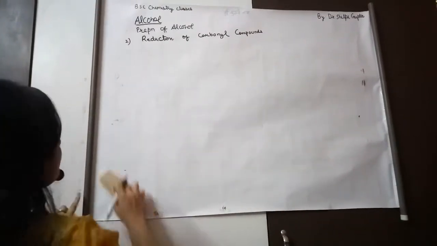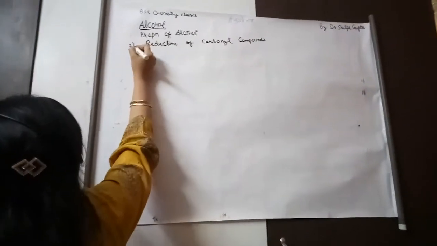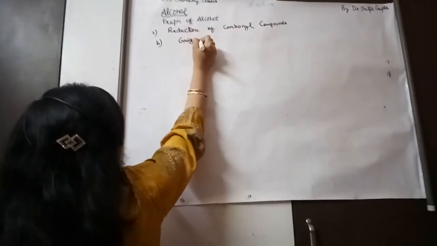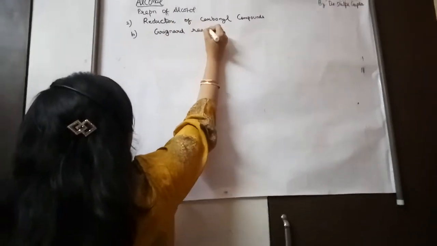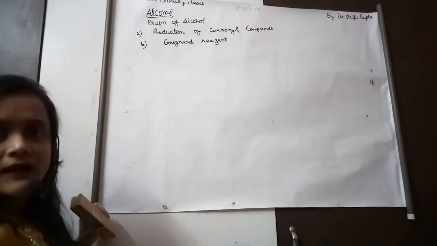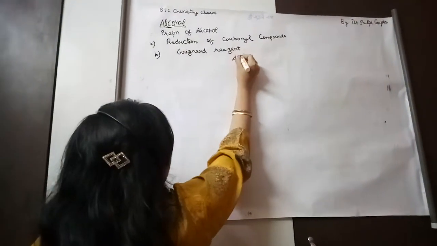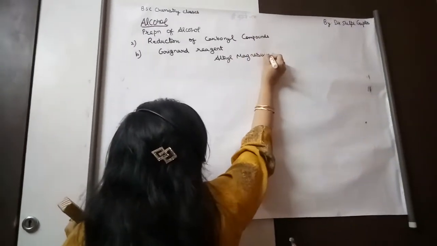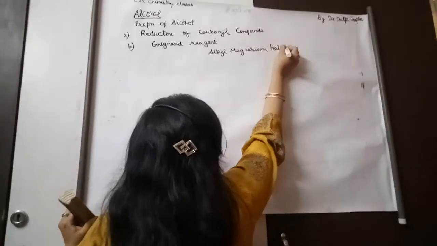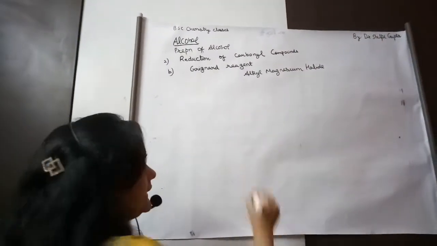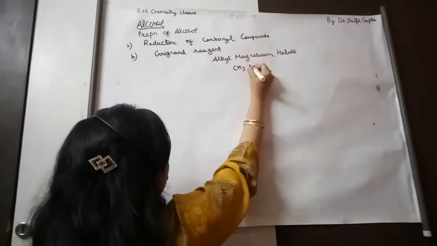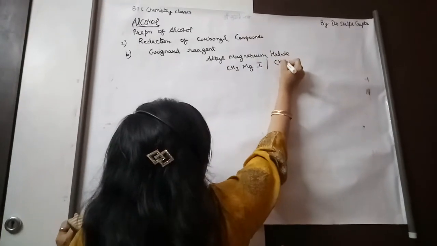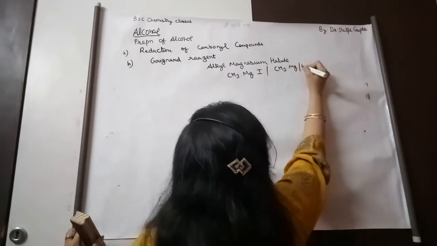I am explaining each and every mechanism so that the reaction gets clear, in the presence of Grignard reagent. What is Grignard reagent? Grignard reagent is alkyl magnesium halide. As the name says, alkyl magnesium halide. It can be CH3, it can be Br, it can be Cl.